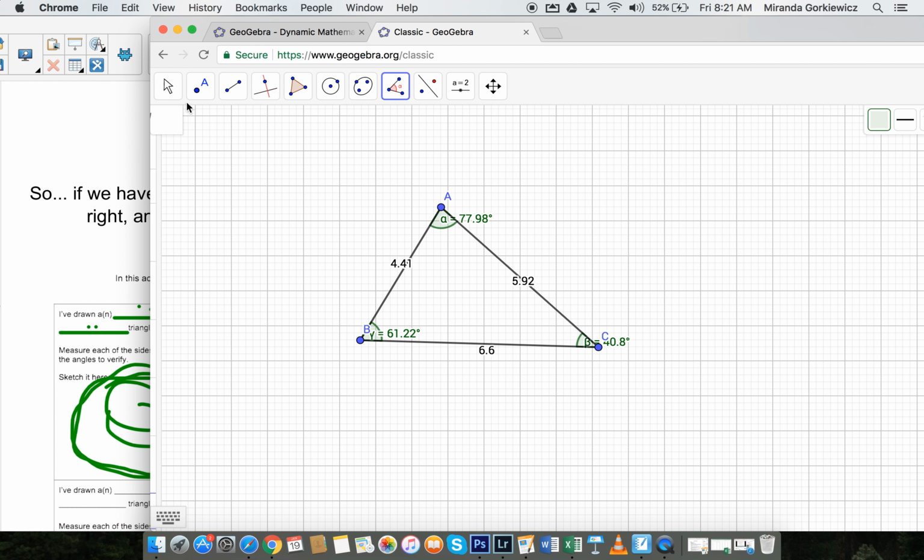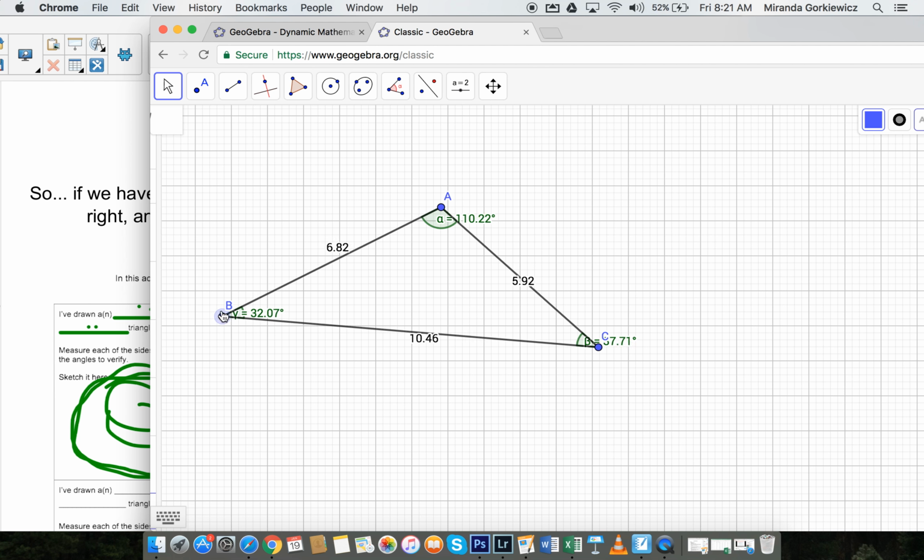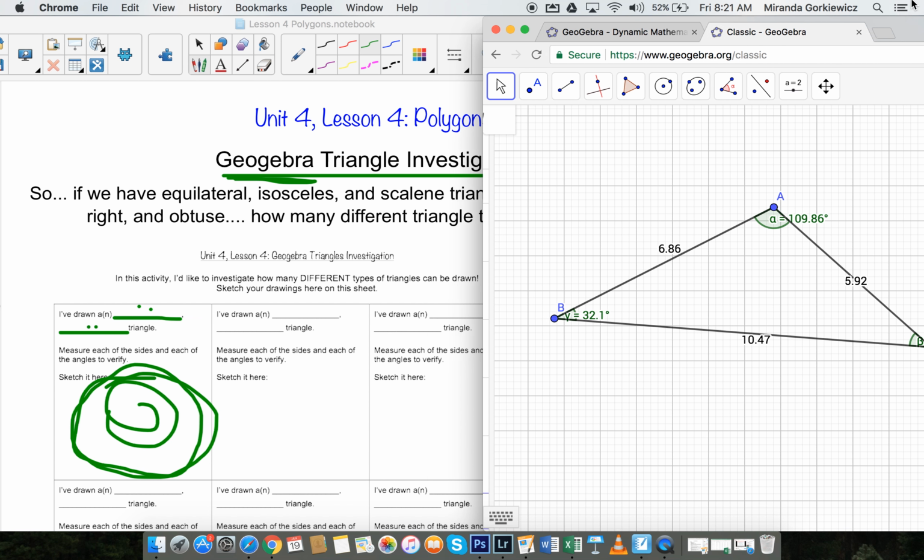Now, because you're in GeoGebra, you don't have to redraw things. If you want to make a scalene obtuse, see if you can pull this out. Oh, look at that. Now I have an angle that's greater than 90. So I have an obtuse triangle, but I have three sides that are different. So now, real quickly, you've just drawn the second one, which you could write down as scalene obtuse.